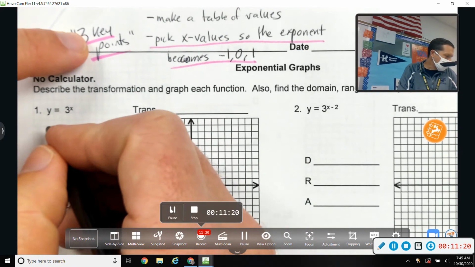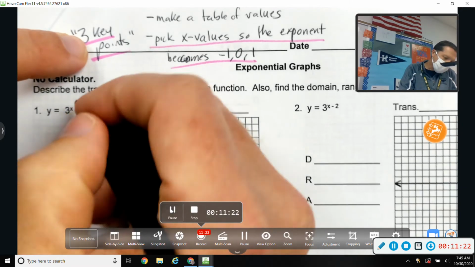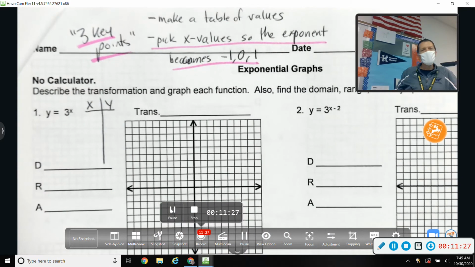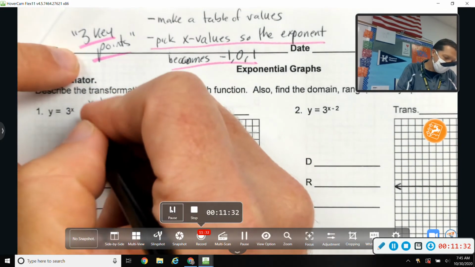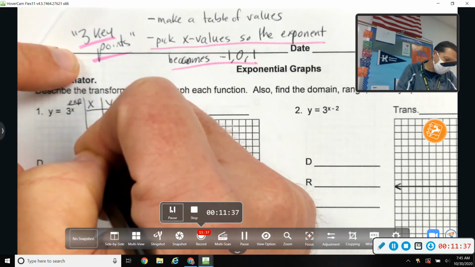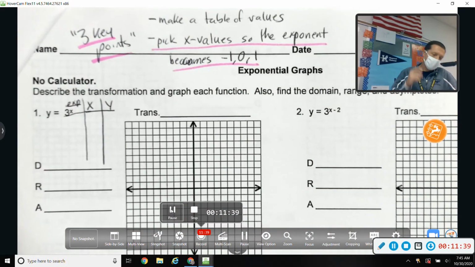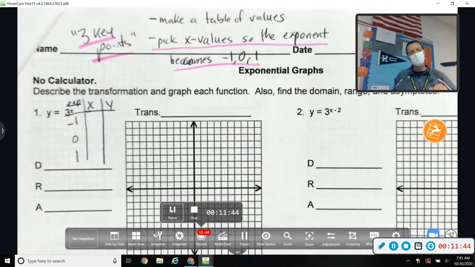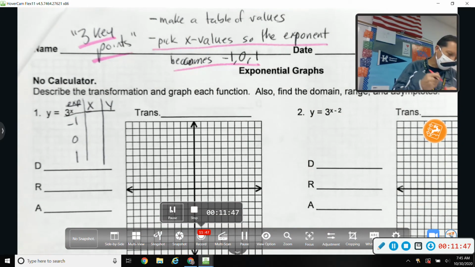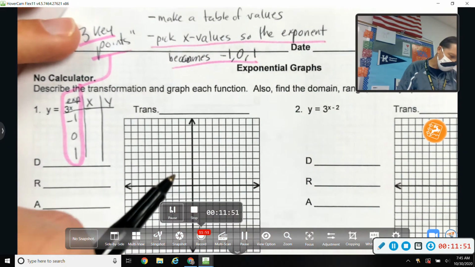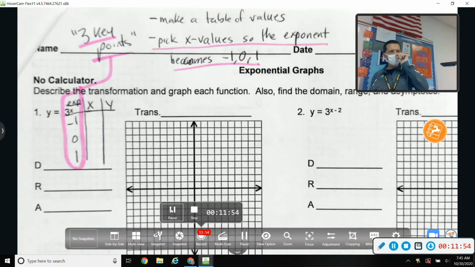All right, so let's do number 1. So making a table. Well, sometimes it's easy, because if x is the exponent, then actually, you know what, I'm going to add a third column to my table of values, because I always want my exponent to be -1, 0, and 1. So that column will always be the same. I want the exponent to be -1, 0, and 1.